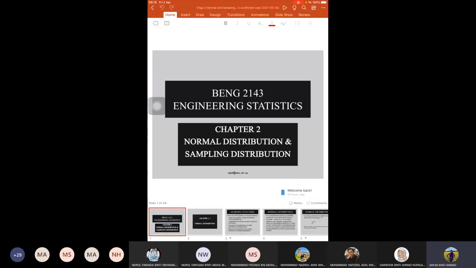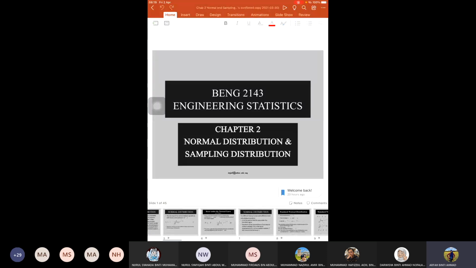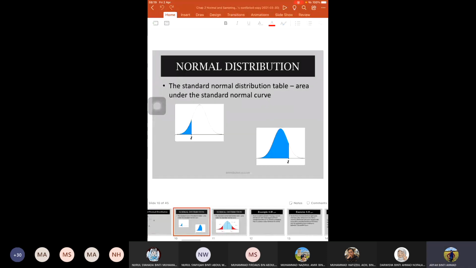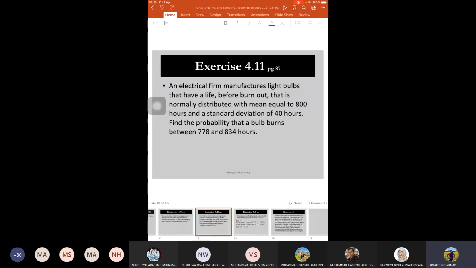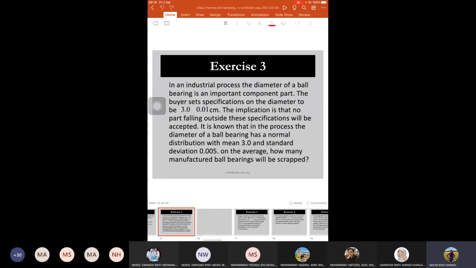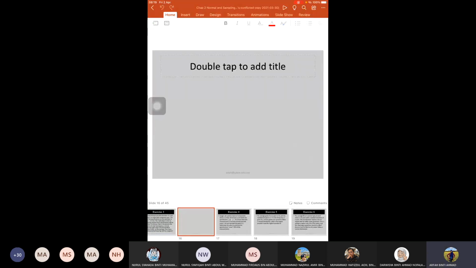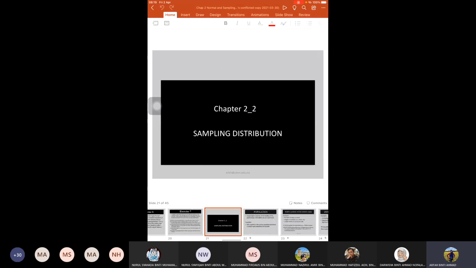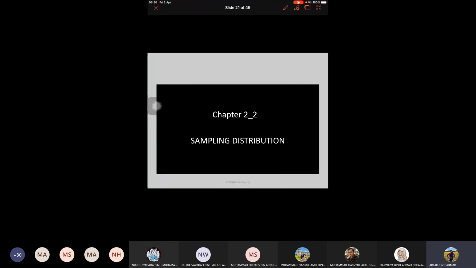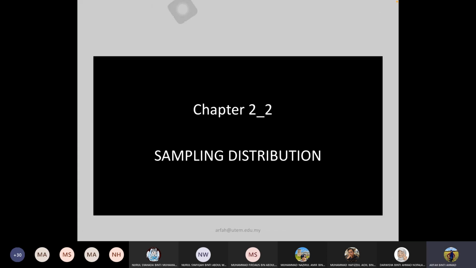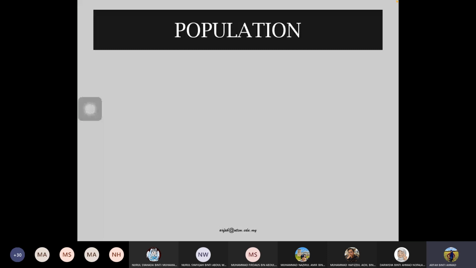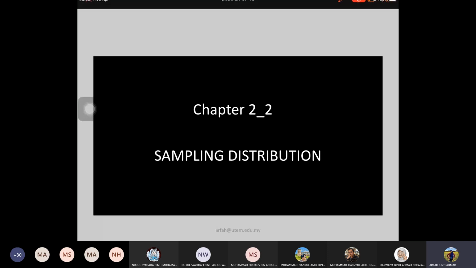Okay, so kita dah tengok the first part, normal distribution. Yang mana ianya adalah berkaitan dengan how you are going to find the probability for a given case, provided that it follow normal distribution. Okay, sekarang ni kita tengok sampling distribution, yang mana the sampling distribution ni adalah berkaitan dengan kita ada population dan kita akan ambil sampel data.